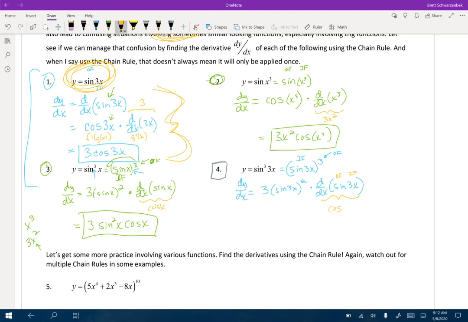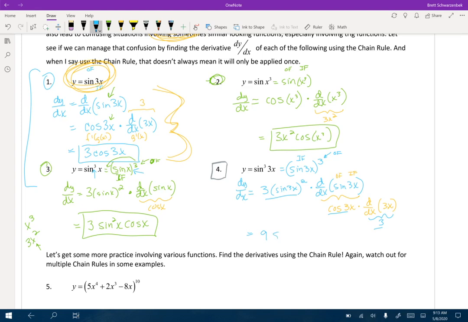We bring along the inner function for the ride, and we multiply by the derivative of the inner function 3x. Well, we know that that is 3, which means now we have this, and this as a part of our derivative. What does that look like? Well, the 3 goes to the front and multiplies by the 3 and gets 9.